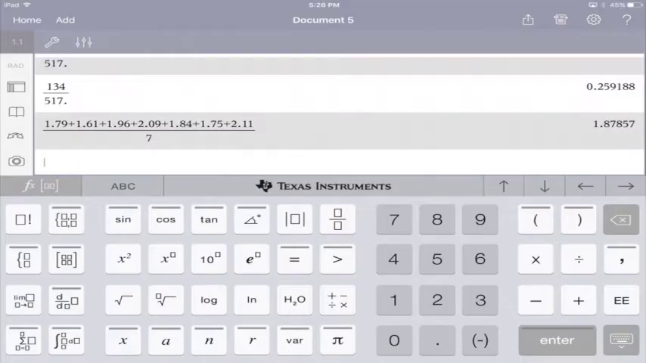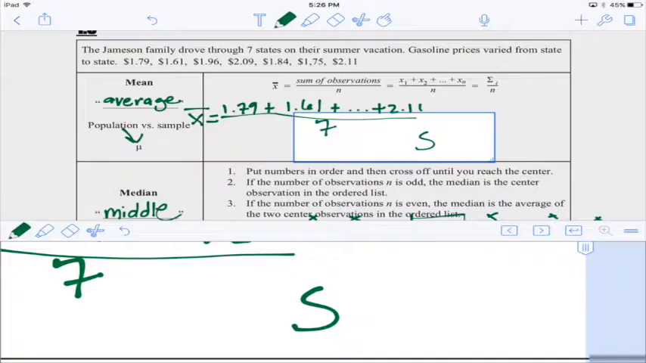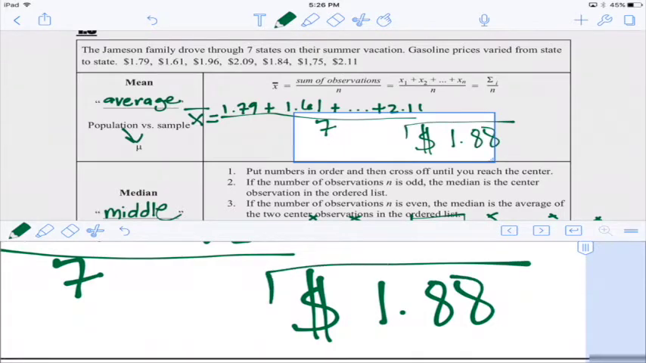So here's what it looks like on the calculator. Notice how I added all of them up and then divided them all by 7. Again, you press Control Divide on your calculator to do that, and I can show you that in class. But make sure that you are going through these motions. Remember, you need to do the calculations. You can't just watch me do the calculations or you're not going to know how to do them. So rounding, this would be 1.88. So my mean would be $1.88.